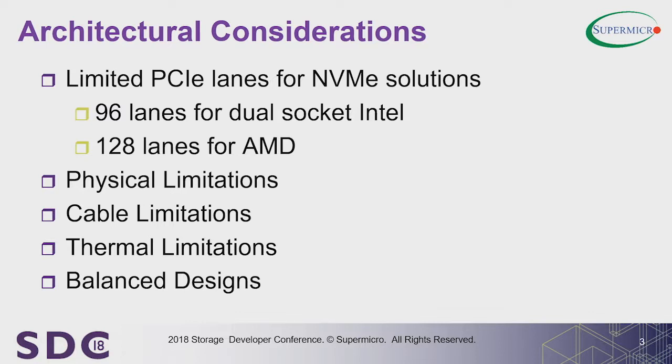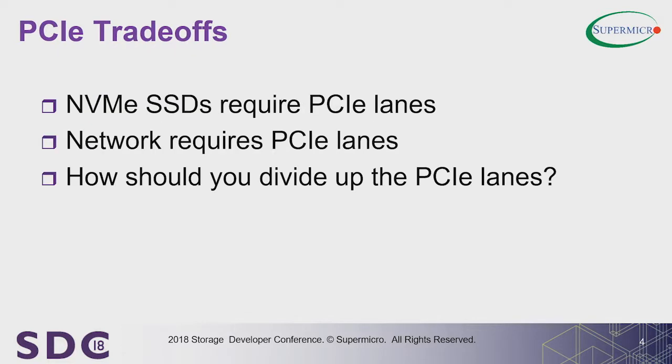And I'm going to get into what I mean by a balanced design in just a second. So first of all, the PCIe trade-off. What do I want? I want lots of network, right? Because I need all of that network capability to get into the box. But the more network you provide, the fewer PCIe lanes you have for your NVMe.